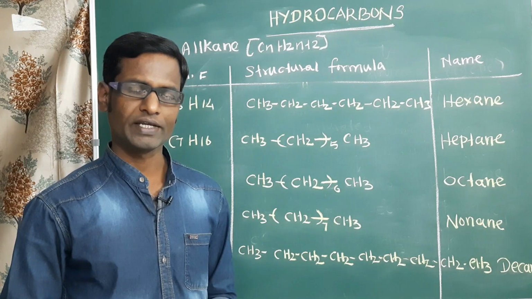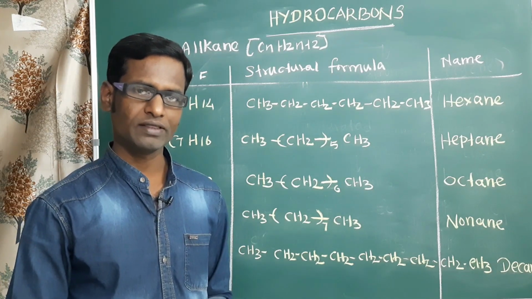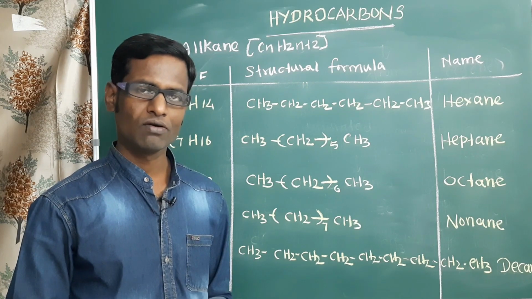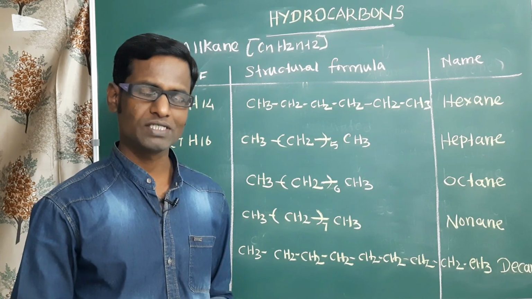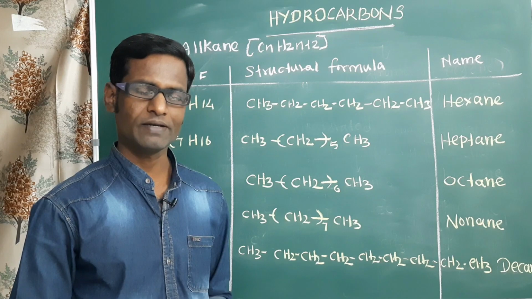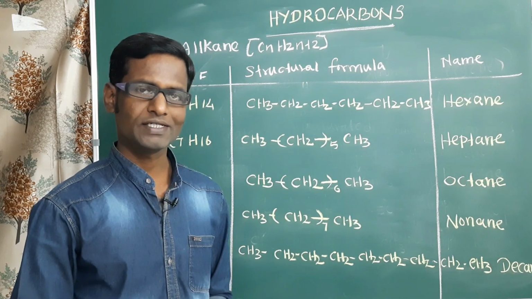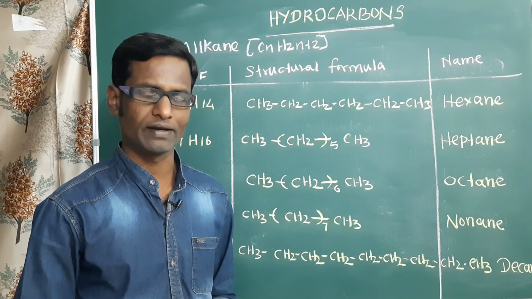A compound containing only one carbon has the root word methane, 2 is ethane, 3 is propane, 4 is butane, 5 is pentane, 6 is hexane, 7 is heptane, 8 is octane, 9 is nonane, 10 is decane.